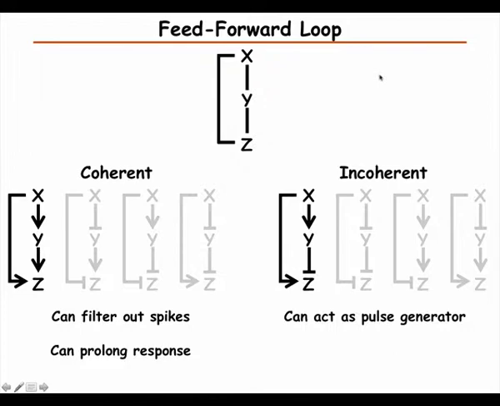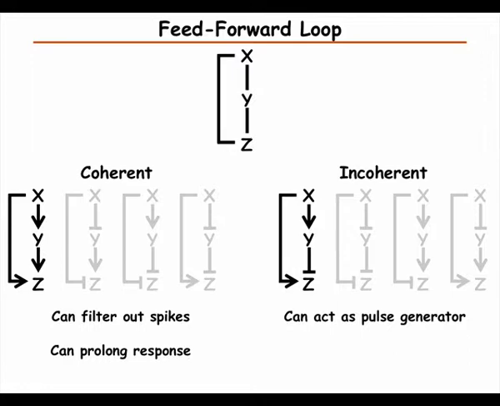And these can also act as additional transformations of signal. So the coherent one can filter out spikes, which is of course important, so that in a noisy environment we want to be able to not respond to short spikes, but longer signals we want to be able to respond to. Then we can also set the parameter so that it prolongs the response. And the incoherent one can act as a pulse generator. So if we give it a step function, it will give us a pulse out.